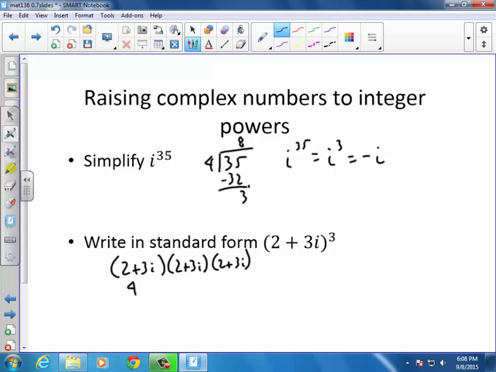Well, 6 and 6 is 12. And 3i times 3i, which is 9i squared. But i squared is negative 1, so it's actually minus 9. So this thing would be negative 5 plus 12i times our 2 plus 3i.